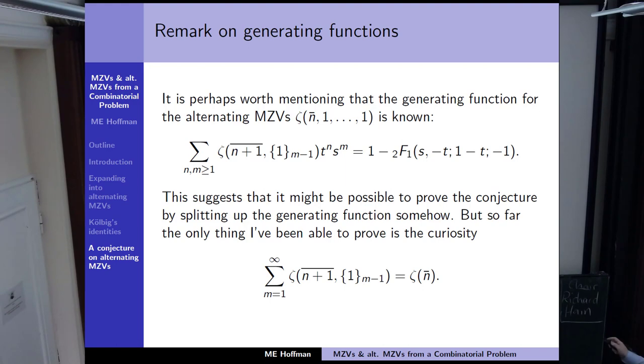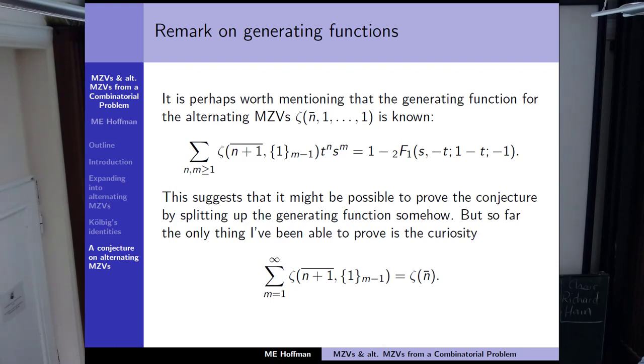One thing you can prove from this generating function, which is sort of an amusing curiosity, is that if you add up all the zeta(n+1) bar with more and more ones on them, it gives you zeta(m) bar. I mean, that's just a weird curiosity. It's true for any n, one and one.